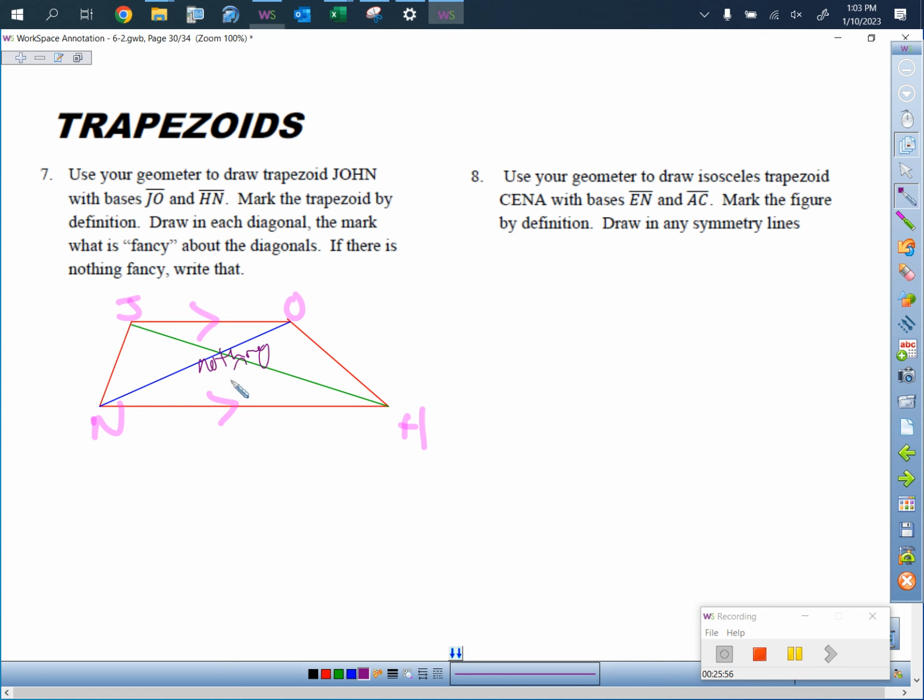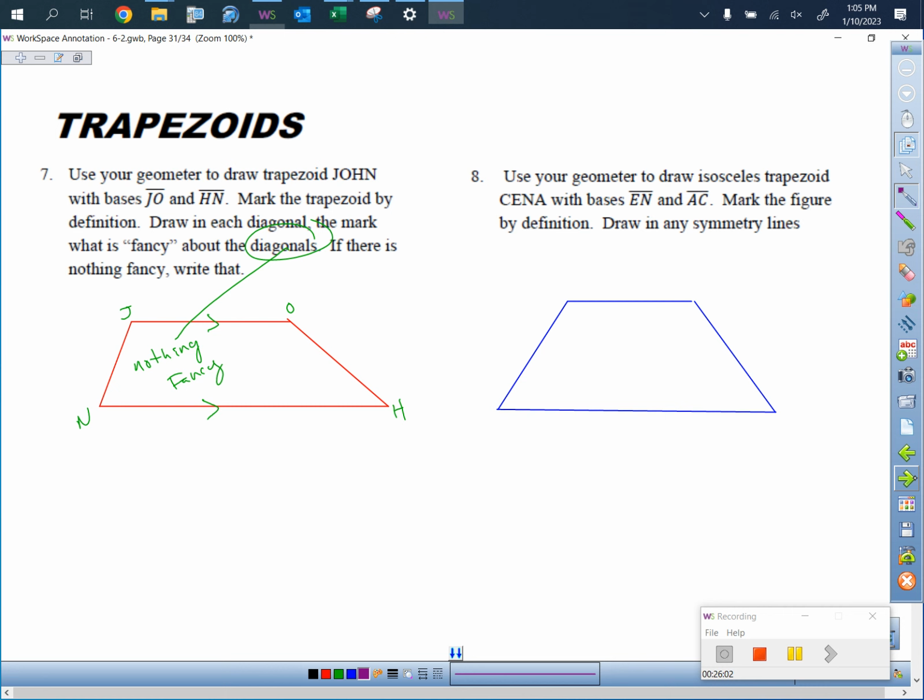Cool. Why don't you start on number 8? Pause the video, get that one done. Trapezoid. So we're drawing that isosceles trapezoid for the next guy. We got these bases, so EN. And so it's supposed to spell Cena, so there we go. Make sure you got it marked by definition correctly.